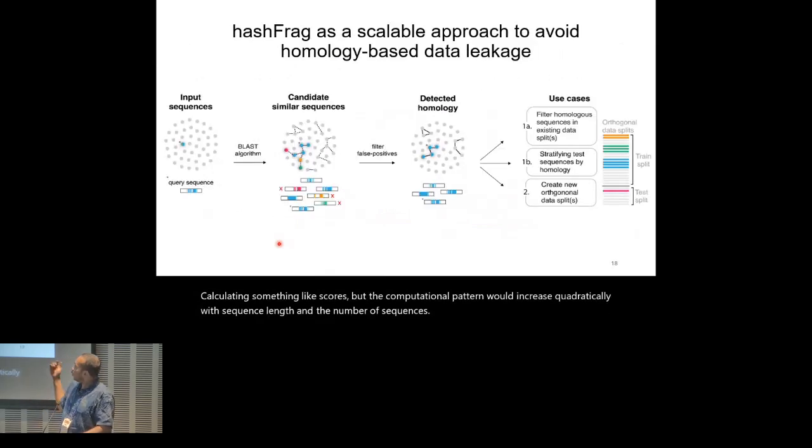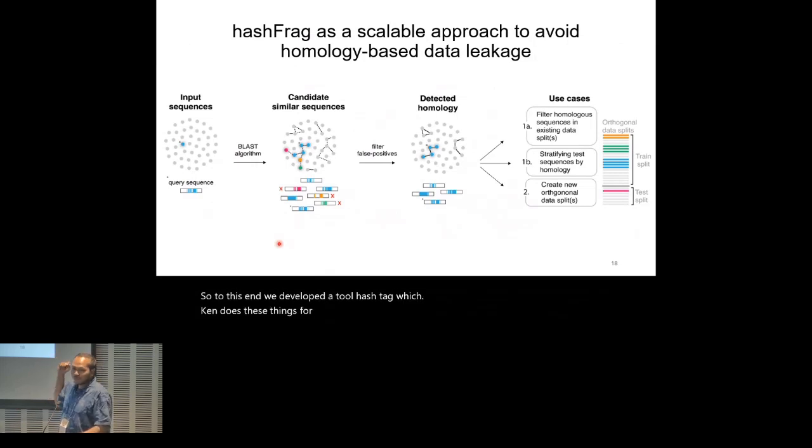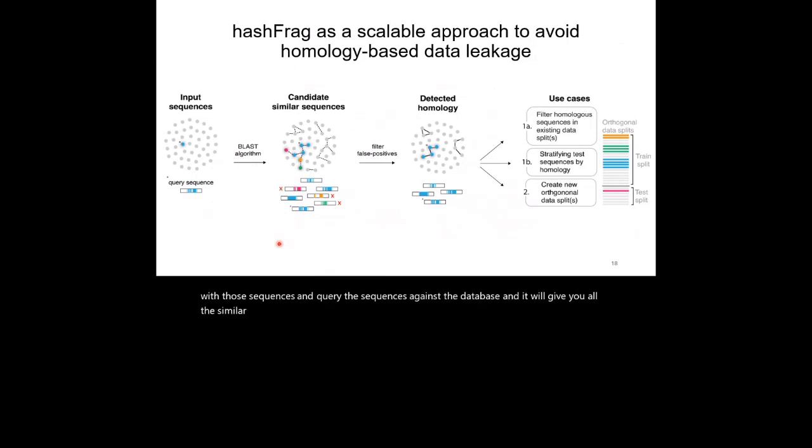So to this end, we developed a tool, HashFrag, which does these things for you. It basically uses BLAST on the backend. We tried using other methods on the backend, but BLAST came out victorious at the end. Using BLAST, if you have a set of sequences, you can create a database with those sequences and query the sequences against the database. It will give you all the candidate similar sequences, along with the Smith-Waterman alignment scores, and you can use that.